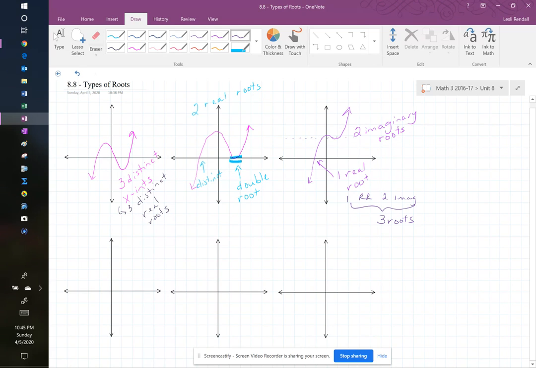So how does that change if we're going to look at a quartic? We haven't looked at a quartic yet, and I'm not going to do all the possible combinations, but let's look at a couple of them. So imagine we cross with our W 4 different times. We would have 4 distinct real roots.